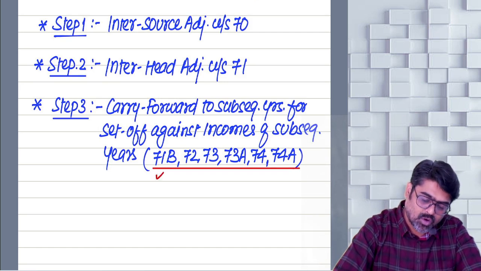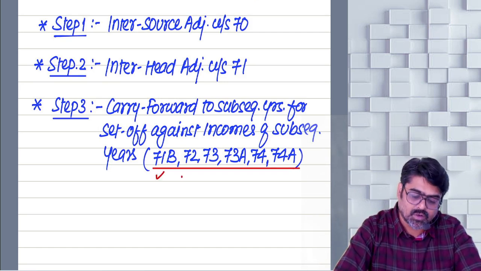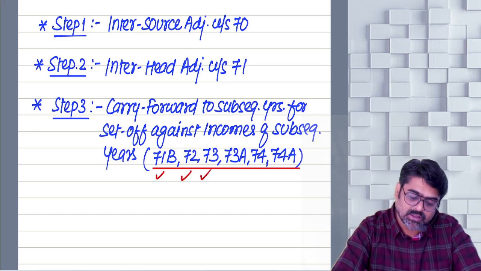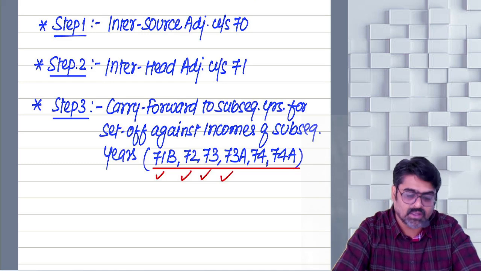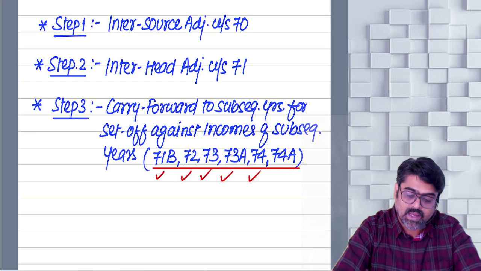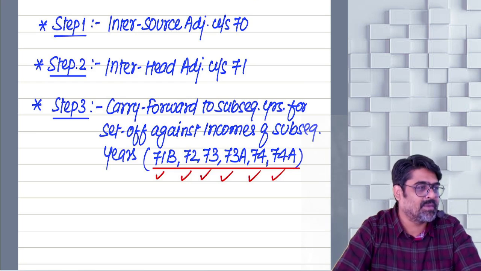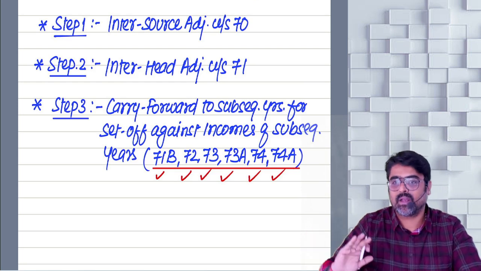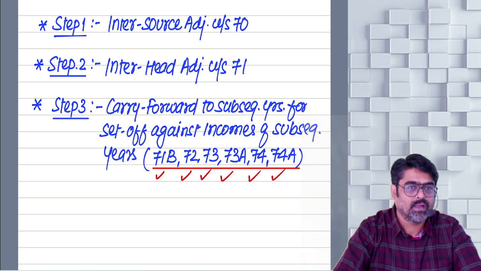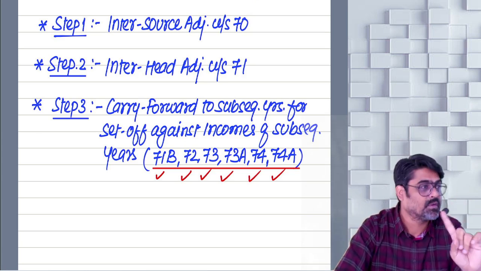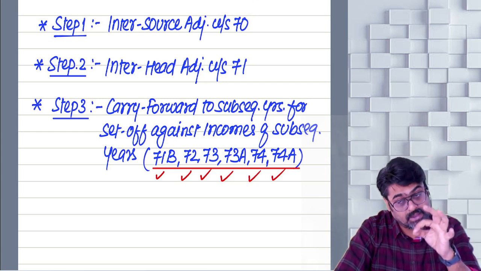This is your house property loss. This is your normal business loss. This is your speculation business loss. This is a loss of a specified business. This is a capital loss, short-term capital loss, long-term capital loss. And this is a loss from an activity of owning and maintaining racehorses. These losses we will allow you to carry forward. Any other loss other than these will not be allowed for a carry forward. Carry forward of only these losses is allowed.